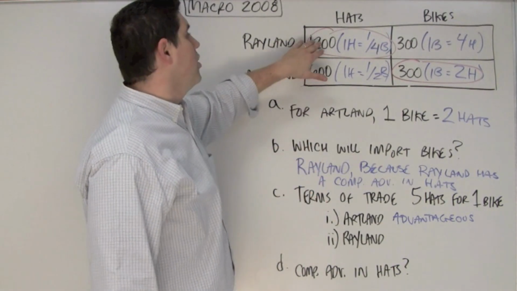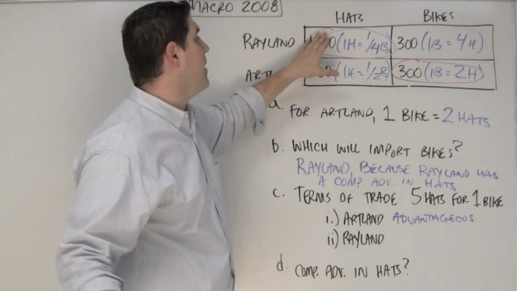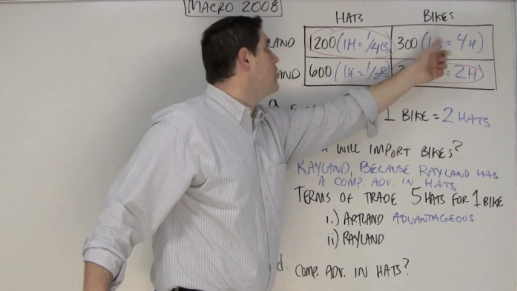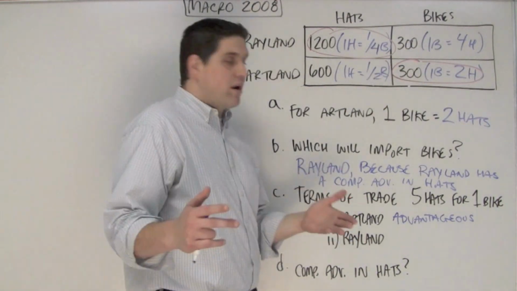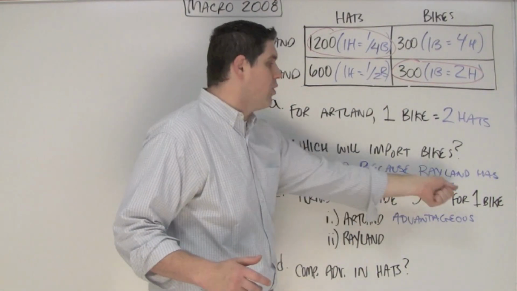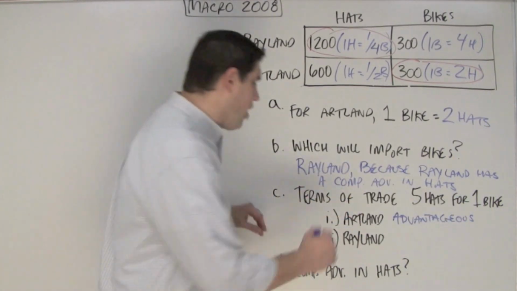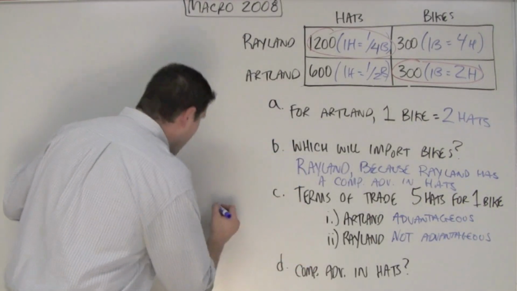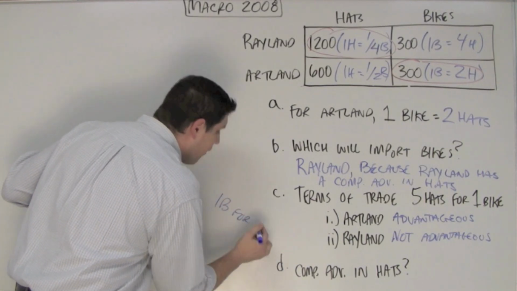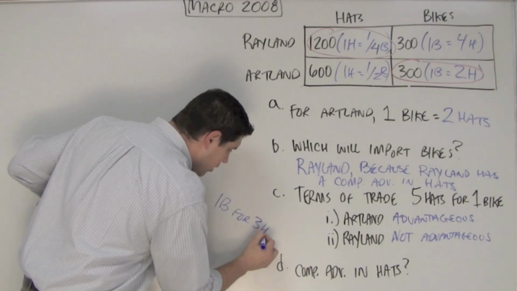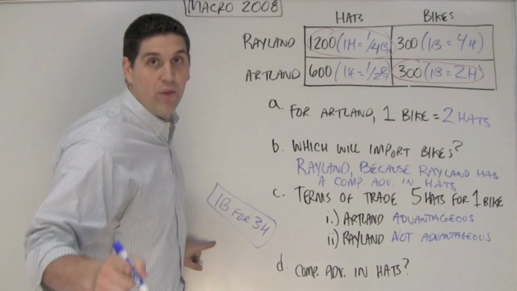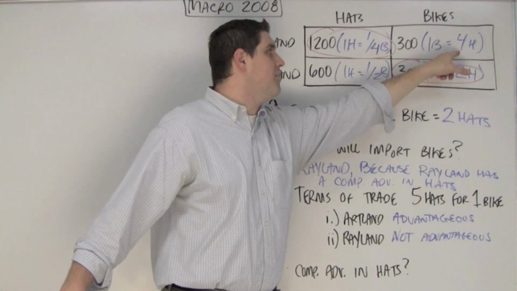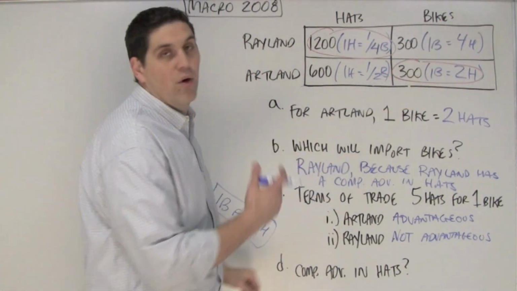Now let's look at Rayland. Rayland produces hats. That's where we're going to specialize. If Rayland decided to produce bikes on their own, they're going to give up 4 hats in order to get 1 bike. But under these terms of trade, they'd have to give up 5 hats in order to get 1 bike. So these terms of trade are not advantageous. On a side note, 1 bike for 3 hats would be advantageous for both countries. I got that by looking right here. Any number above 2 and any number below 4, any number in between those will benefit both countries.